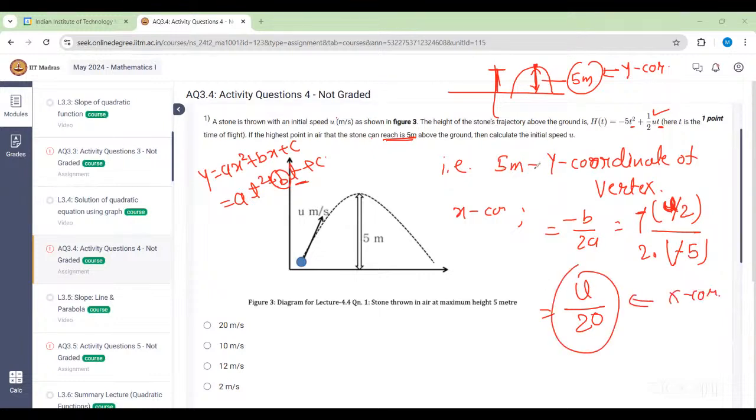The given information is that the y coordinate of the vertex is 5 meters. So we have to find the y coordinate. The y coordinate of the vertex is h of u by 20. Instead of t, we substitute u by 20. So this is equal to minus 5 into u square by 20 square, so I'll write 20 multiplied by 20, and then plus u by 2 multiplied by u by 20. So this is your h of u by 20.